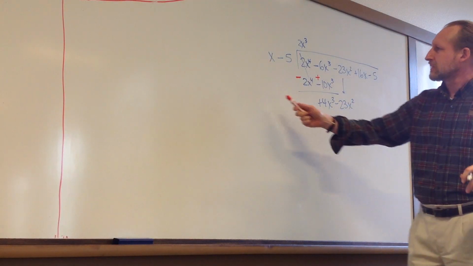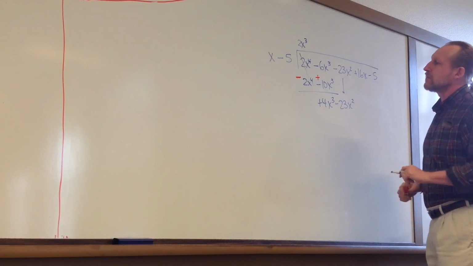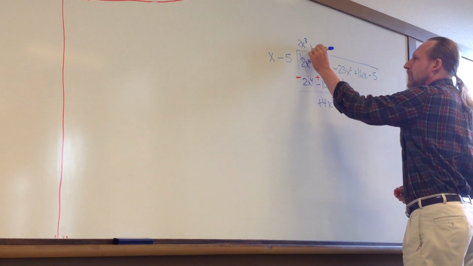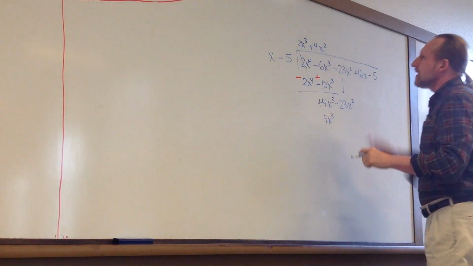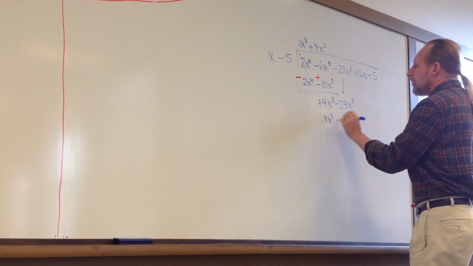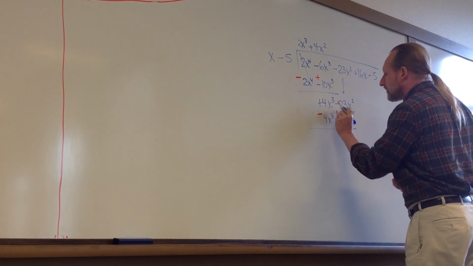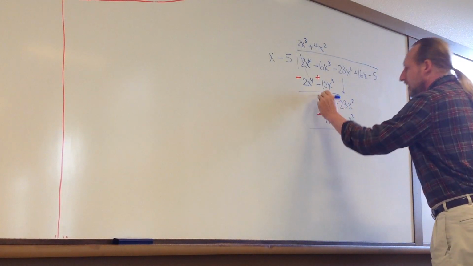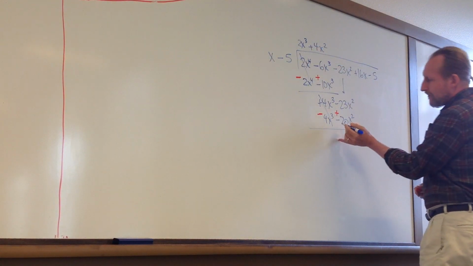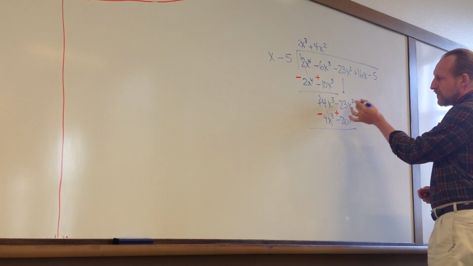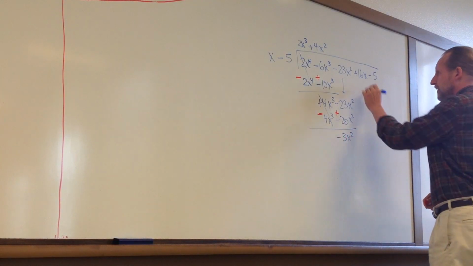Now we'll bring this down, and then we just run through this process again. What do we need to multiply this x by to get the 4x cubed that we're going to need? We're going to need a positive 4x squared. That gives us 4x cubed here, and when we distribute it to the 5, we get minus 20x squared. Then we subtract to see what else we're going to need. Here, we don't need anything else because we set it up that way. Over here, we have a negative 20x squared, but we need minus 23x squared, so we're going to need another negative 3x squared.